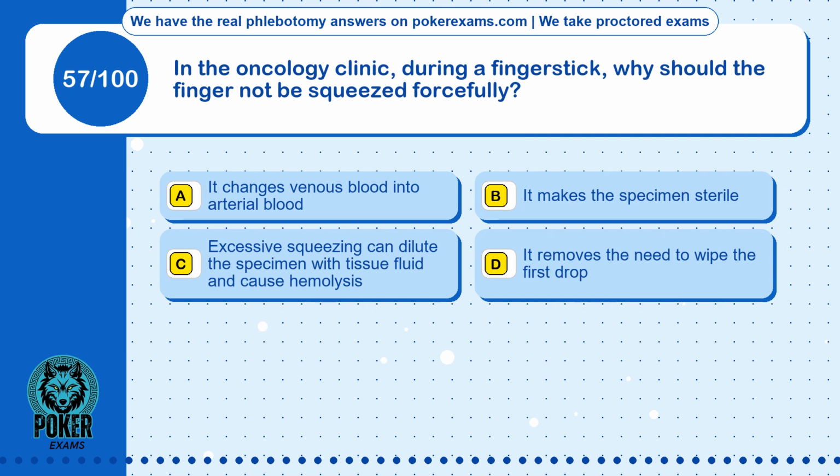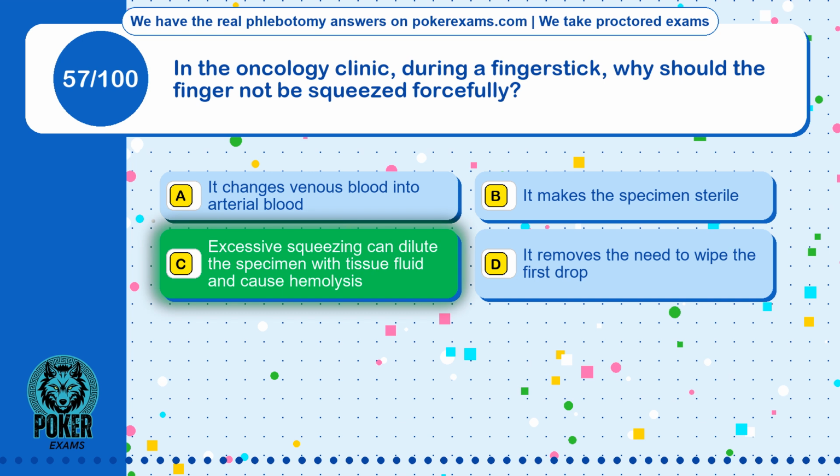Question 57. In the oncology clinic, during a finger stick, why should the finger not be squeezed forcefully? Option A. It changes venous blood into arterial blood. Option B. It makes the specimen sterile. Option C. Excessive squeezing can dilute the specimen with tissue fluid and cause hemolysis. Option D. It removes the need to wipe the first drop.